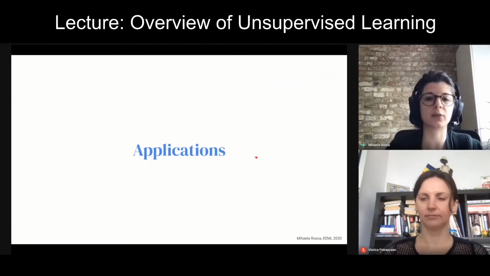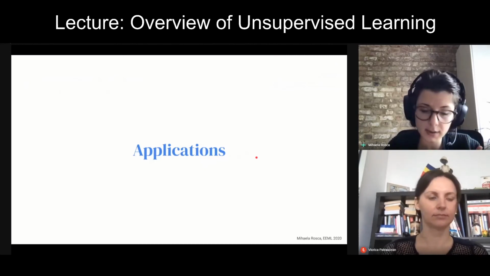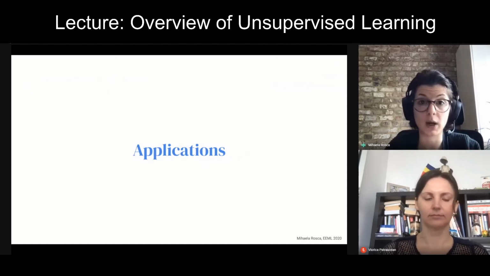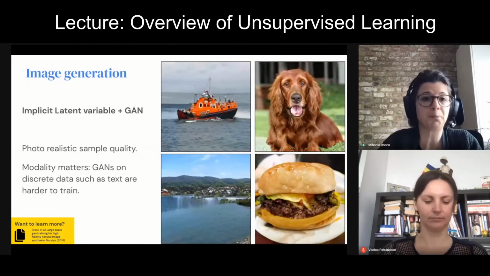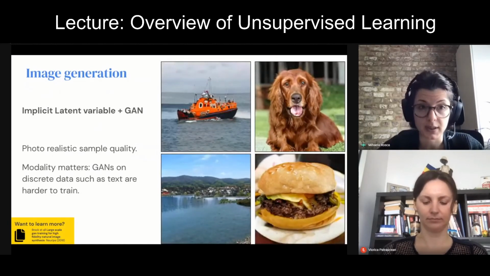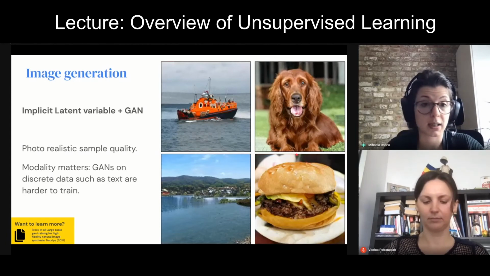So now let's look at a few applications. Let's look at a few combinations between models, learning principles, and objectives, and what they allow us to do. So one idea is to use, as we've said, implicit latent variables and GANs, and this is very successful. It can be used to generate samples of high resolution that look like this, trained on very diverse data sets such as ImageNet. And again, here, it's important to stress that modality matters. So this is going to be much harder to do for discrete data such as text.